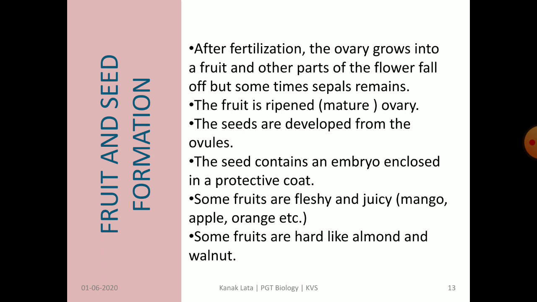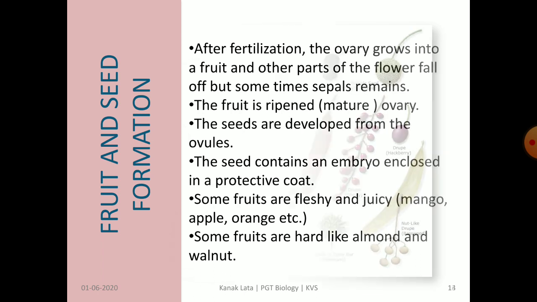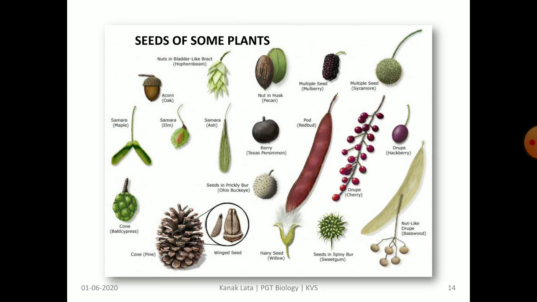Further, fruits may be of different types. Some are fleshy and juicy like mango, apple, orange, and some are dry and hard like almond and walnut. In the given figure, you may observe different types of seeds of some plants.